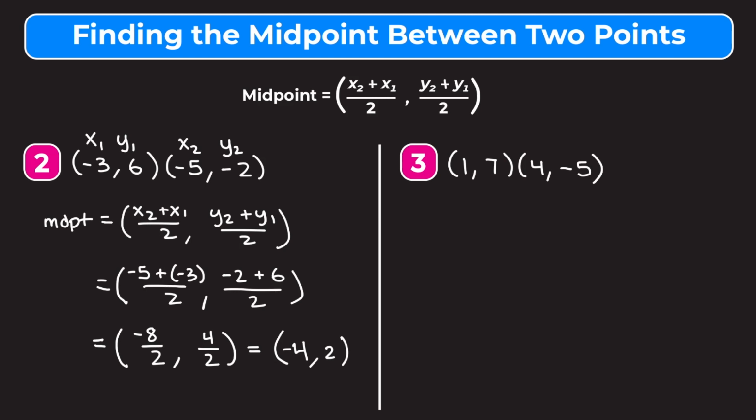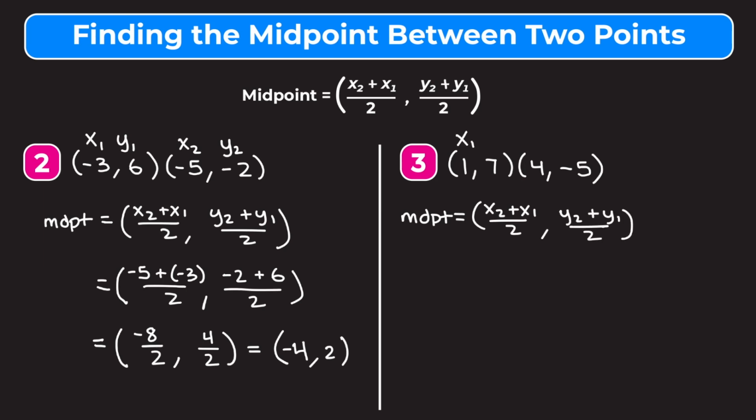And finally, taking a look at our last example, we have the points (1, 7) and (4, -5). And I encourage you guys to pause the video and try this one on your own. And then you can unpause it and watch me work through it to make sure that you've solved it correctly. So we'll start by writing our formula. Midpoint equals the sum of our x's divided by 2 and then the sum of our y's divided by 2.